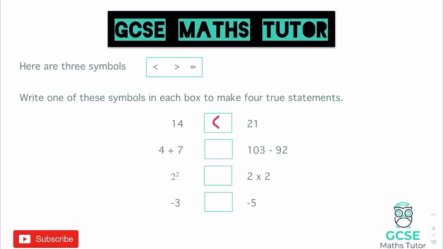Now this one here we're going to have to work out, so 4 plus 7 is equal to 11, and 103 take away 92, well that is also equal to 11. So that statement there, they are equal to one another. For the next one we've got 2 squared, 2 times 2 is 4, and here 2 times 2 is 4 as well, so again that's equal to one another. And then for our final one, negative 3 and negative 5. Well, negative 3 is greater than negative 5, it's closer to 0, so it's a bigger number. And there we go, there is filling in symbols where we're using inequalities.